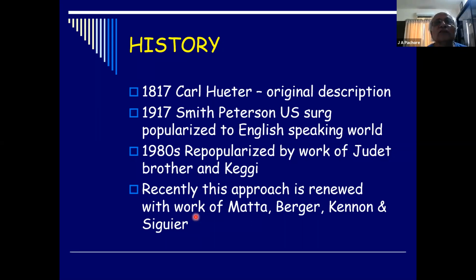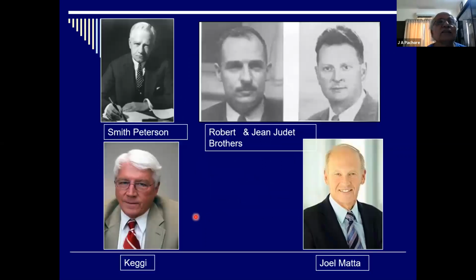So this is just for all of you to know. This is Smith-Petersen from the US. These are the Judet brothers. He was the senior man, that is Robert, and Jean was the younger brother, and this is Keggi, and this is Joel Matta. Joel Matta, you must know, is the man who has done a lot of work on acetabular fracture, the largest work in acetabular fracture, and plus he has renewed the whole anterior approach in a different way. So Joel Matta is one of the dynamic surgeons today in the US.